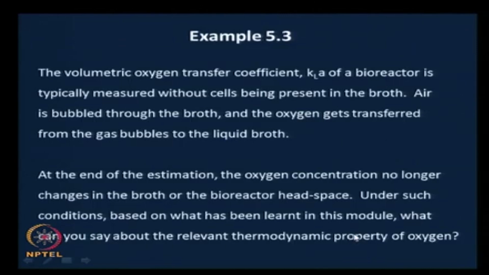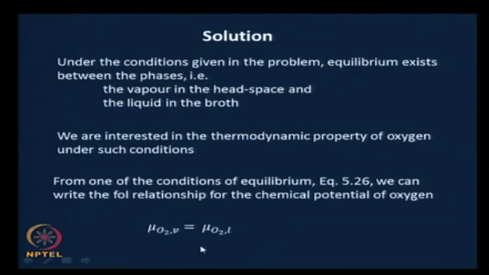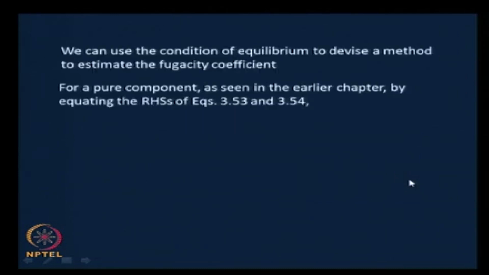Then we worked out a problem which involved KLa, the volumetric mass transfer coefficient, and the solution was quite simple, that is the chemical potential of oxygen in the vapor phase must equal the chemical potential of oxygen in the liquid phase under the conditions in the problem, which is that of equilibrium. Then we looked at using the vapor liquid equilibrium case and estimating the fugacity coefficient from the PVT data at equilibrium. This was essentially a different method of getting the fugacity coefficient.